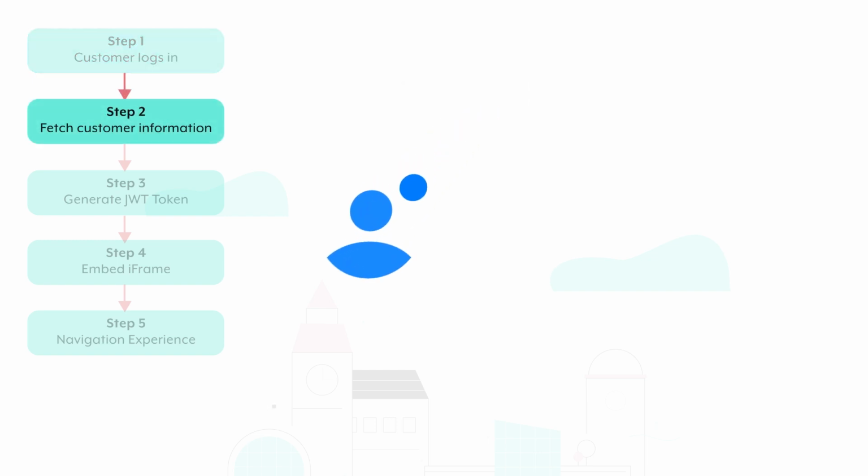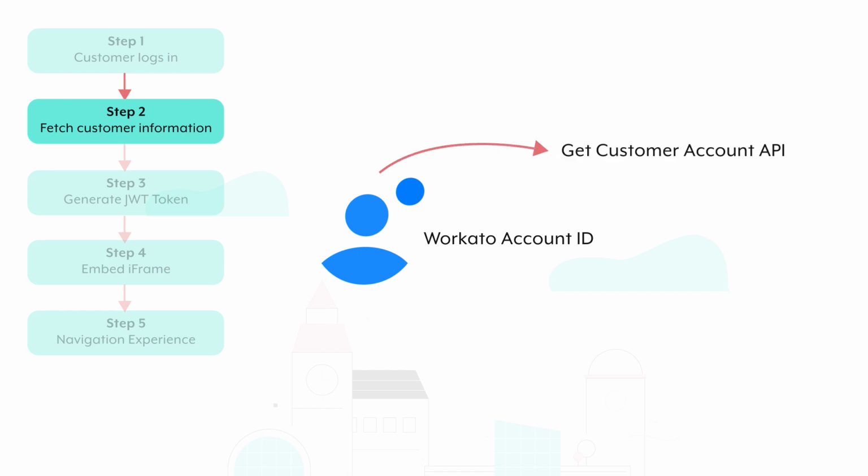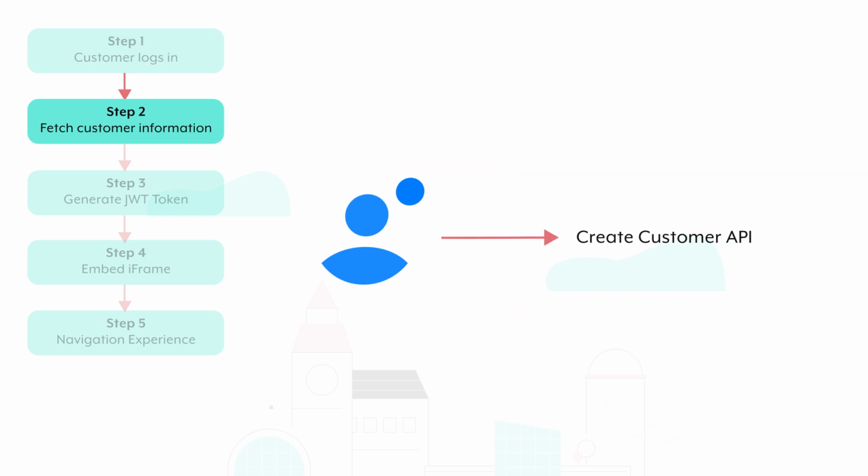Fetch customer information. You will fetch the customer's Workato account ID by either calling our Get Customer Account API or from your database, if you have stored it at the time of customer account creation in Workato. If the corresponding customer account does not exist in Workato, you will use our Create Customer API to create a workspace for that customer in Workato.